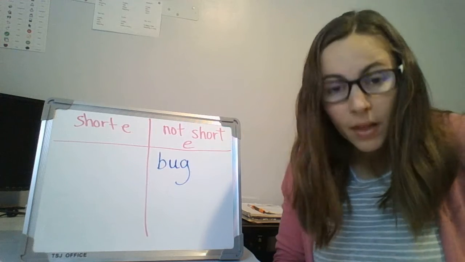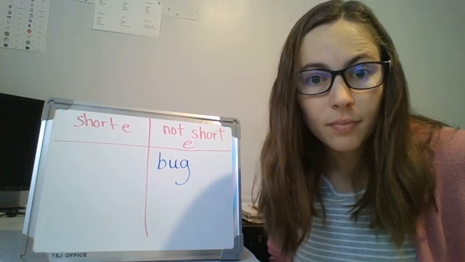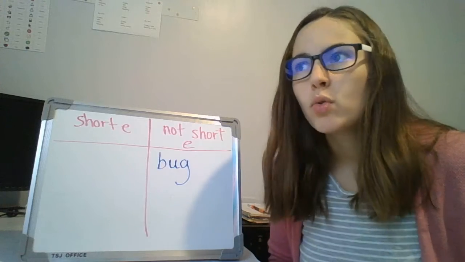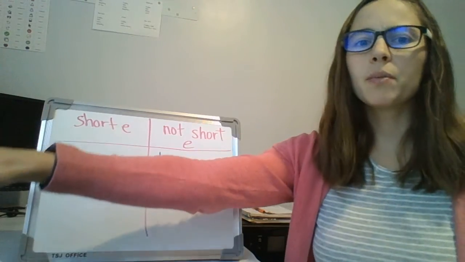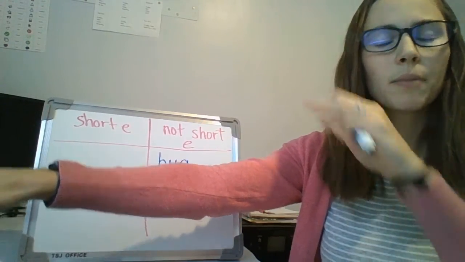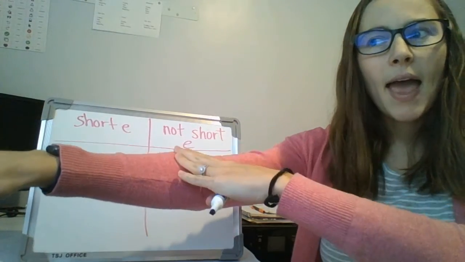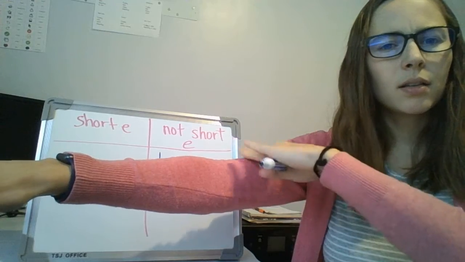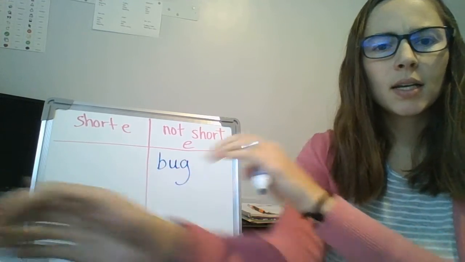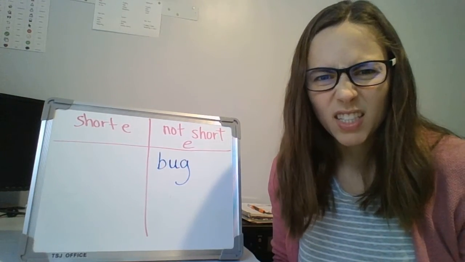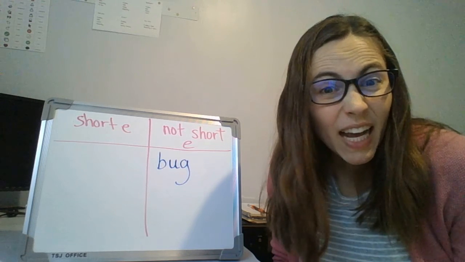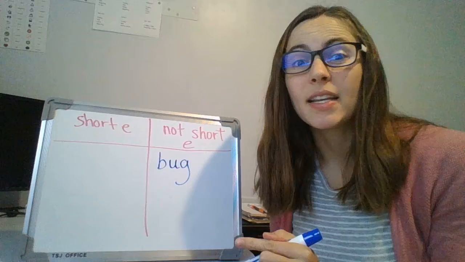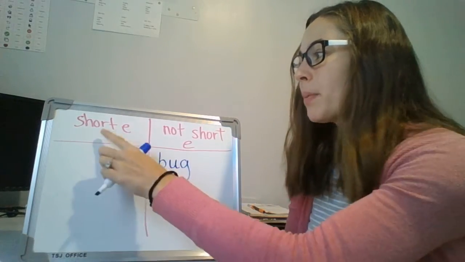Let's take a peek. It's sled. Sled. Like I go down the hill on my sled. Ooh, sled. Segment and blend it with me. Let's see if we hear the short E sound. Sled. Did you hear it? I think I did. Did you? Sled. So I'm going to put it in my short E.